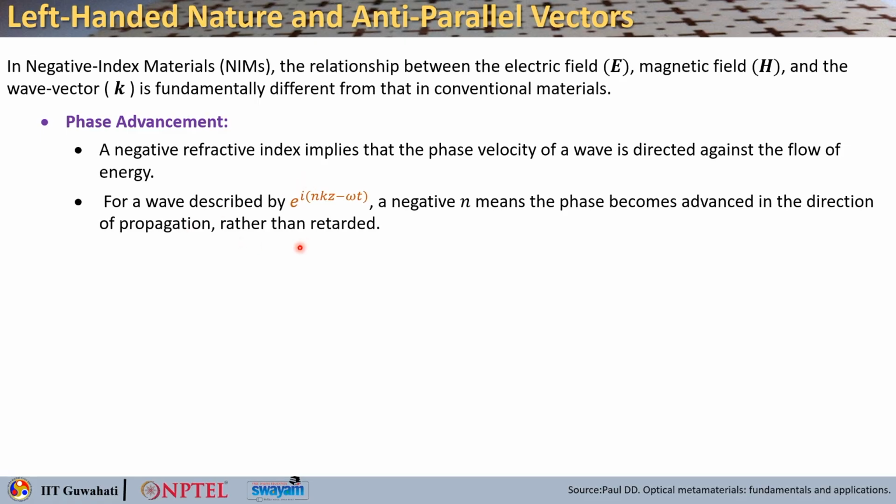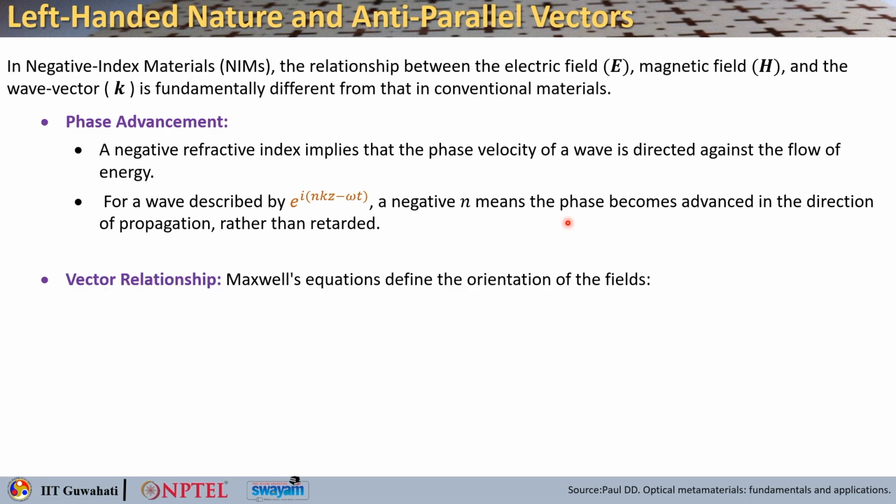So, for a wave which is described by e to the power i (n k z minus omega t), if you have negative n, that tells you the phase becomes advanced in the direction of propagation rather than getting retarded. So, that is the feature of phase advancement in negative index materials.